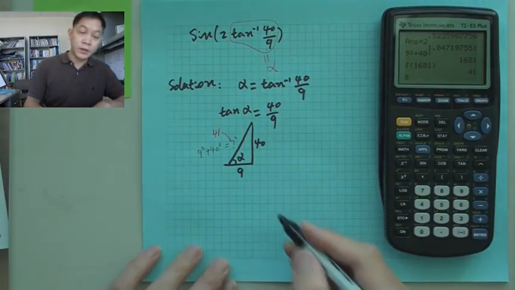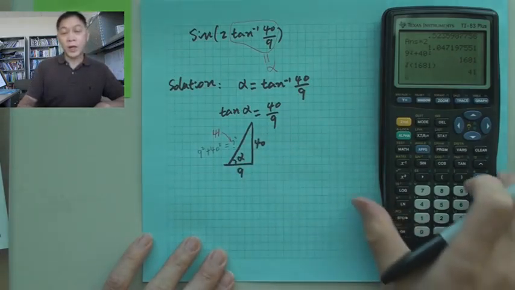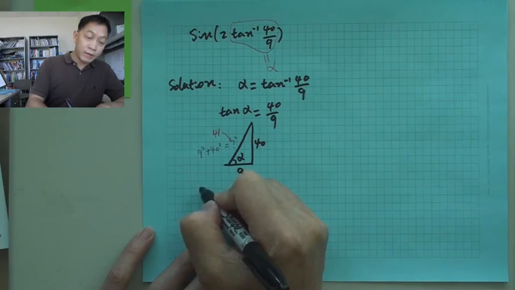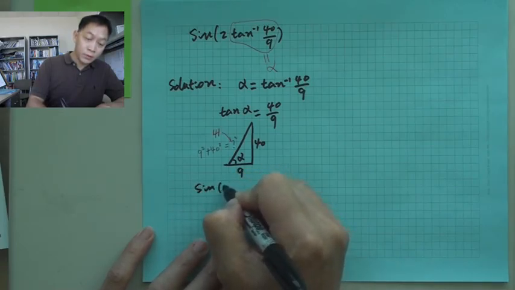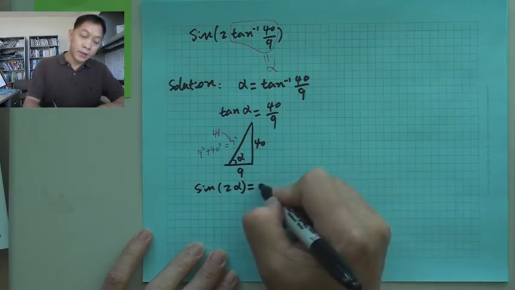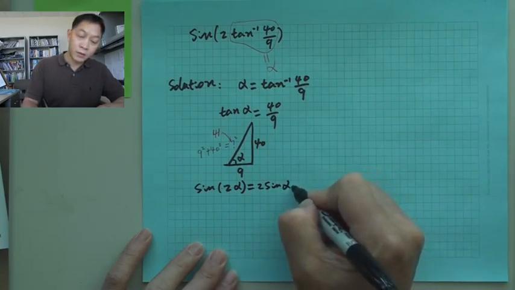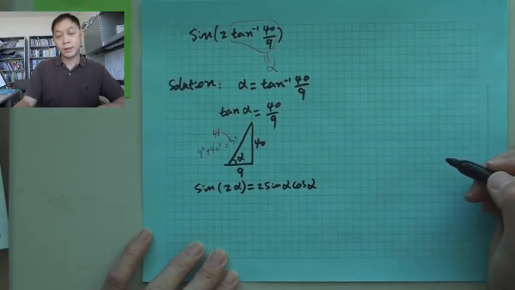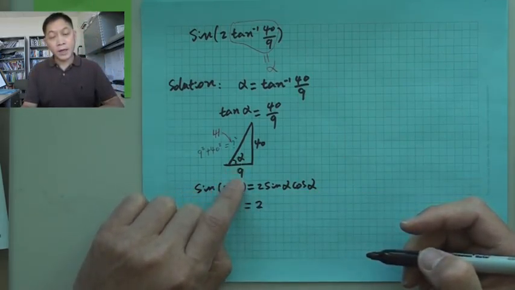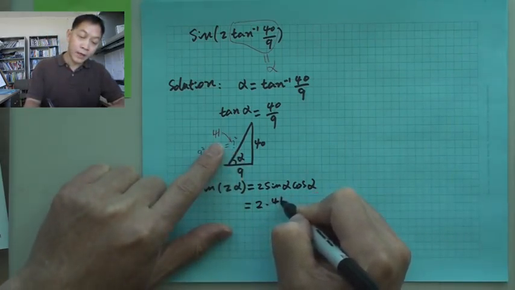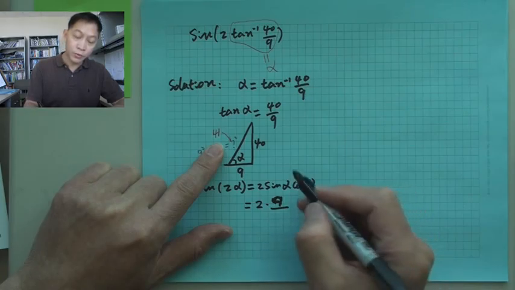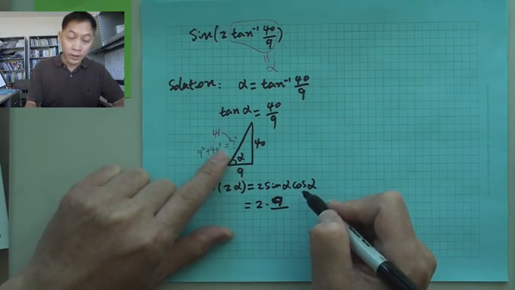Now, if you know this is 41, then you can find out anything: sine, cosine, tangent, cotangent, all those things. Now remember, once we have sine of 2 alpha, if you remember the double angle formula, that's 2 sine alpha cosine alpha. Okay, now what do we need? We need sine alpha and cosine alpha, so pick them up from here.